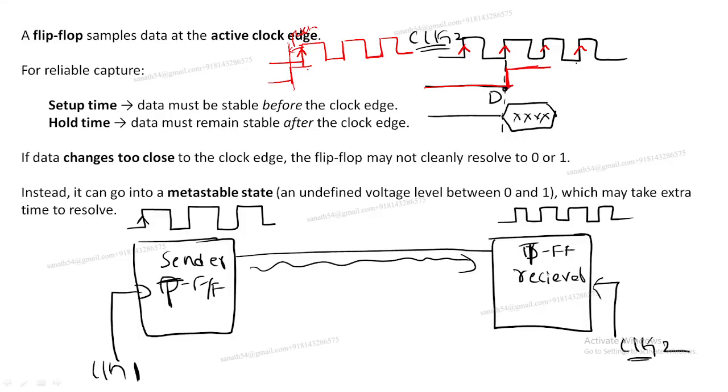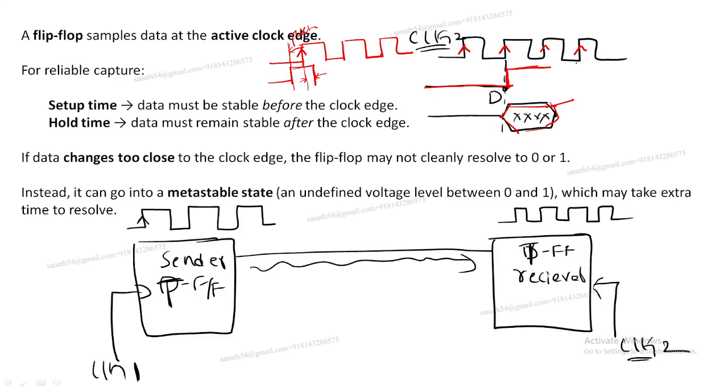After that, input should be constant after the rising edge of clock. This is what we call hold time. So it should follow some setup time and hold time. If it is not following, you are getting violations. When you get those violations, it will go into the metastability state.